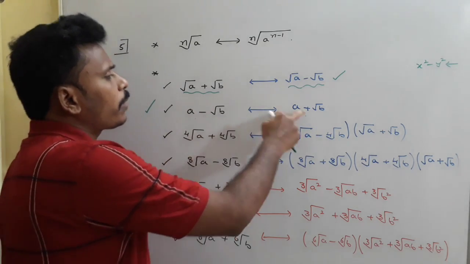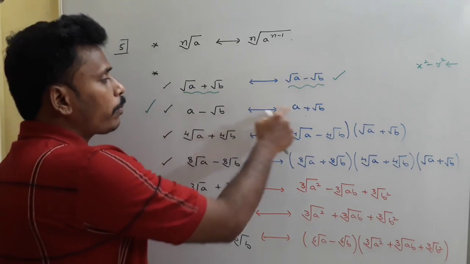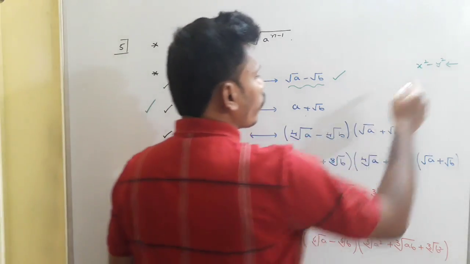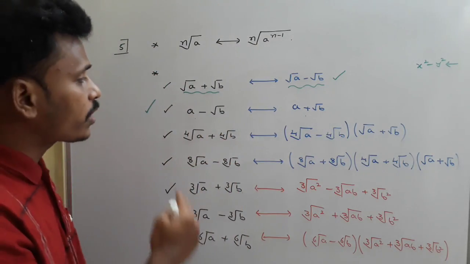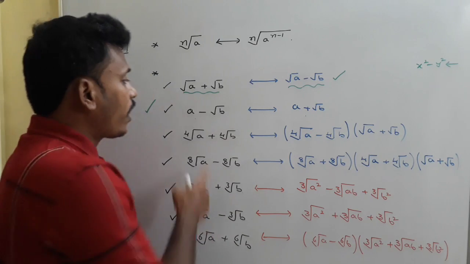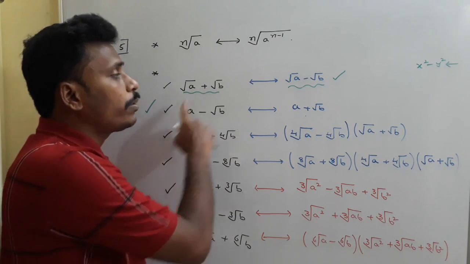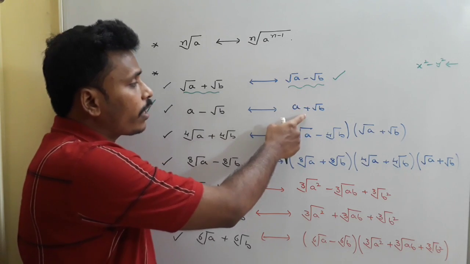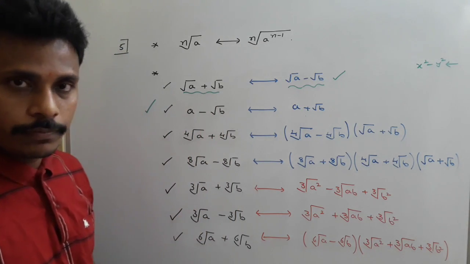You just try to multiply these two, and if you multiply these two and use x square minus y square, again you will get your answer as a square minus b, which is a rational number. And so, the rationalizing factor of this a minus root b is a plus root b, as well as for a plus root b it is a minus root b, right?